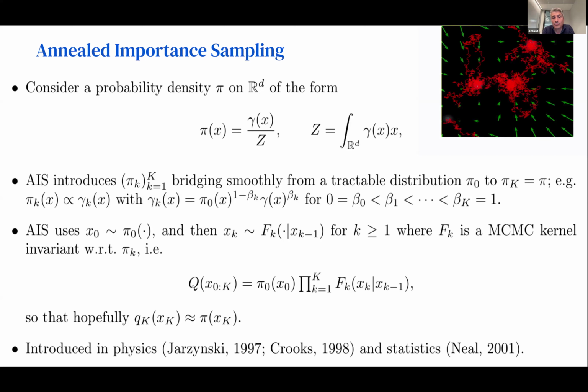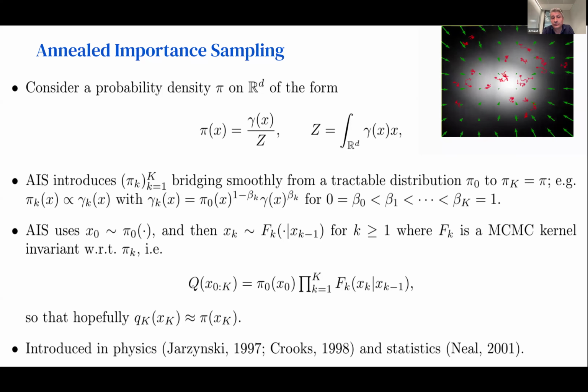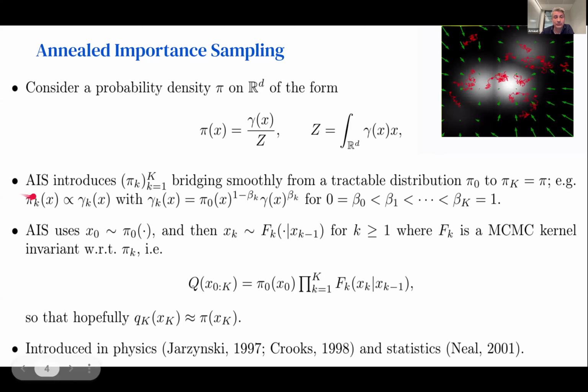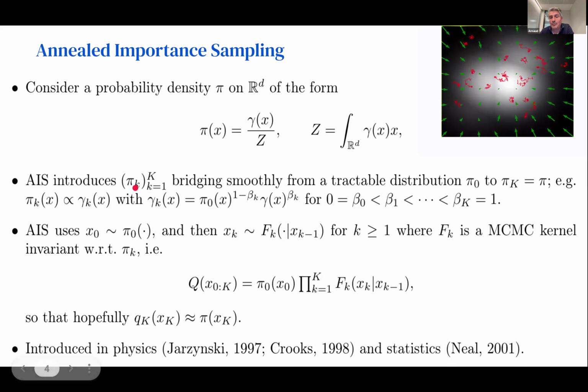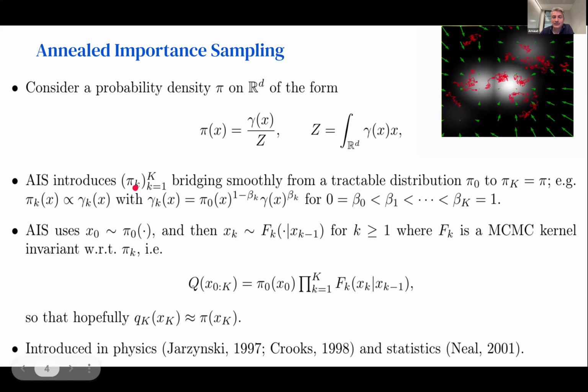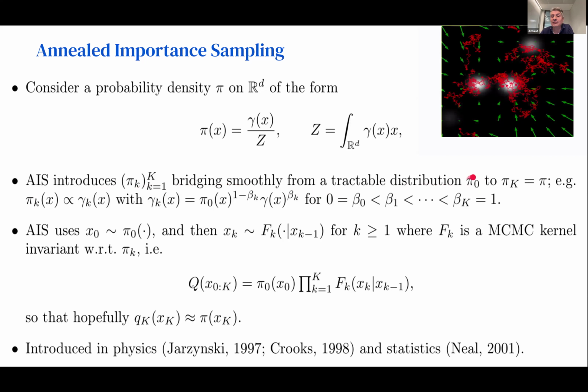So what's the idea of AIS? This is the standard idea that's been used everywhere in Monte Carlo, and is what I was just mentioning 2 minutes ago. You say, okay, sampling from pi is going to be too complex, but what I'm going to do instead is build a path of distributions that moves smoothly from the easy-to-sample distribution pi_0 to the final target distribution, pi, of interest.